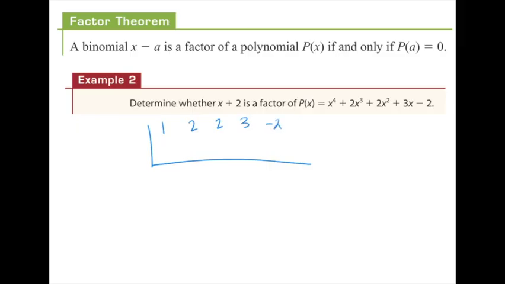We're going to put our coefficients there. For x plus 2, what am I going to put out here? A negative 2. And then I'm just going to go down. So 1, negative 2, this is 0. Remainder of 0, yes, it is a factor. All right? And so one of the ways you can figure out if it's a factor is by simply figuring out, do you have a remainder of 0?